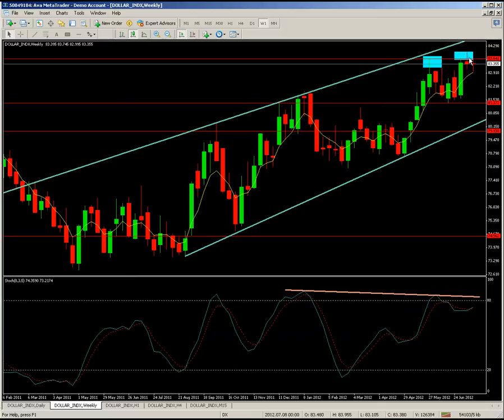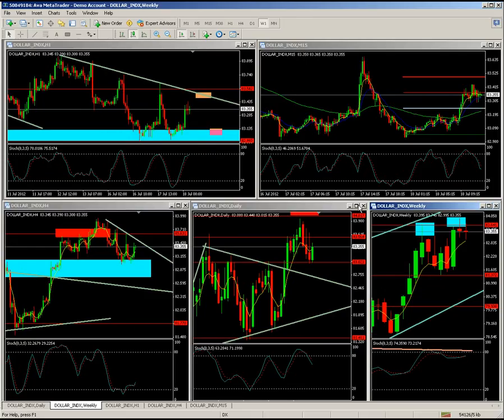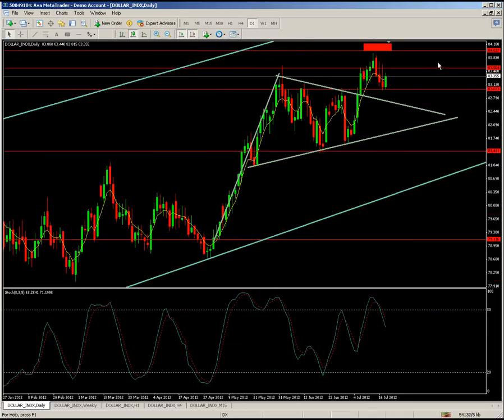Let's see what happens. There's strong resistance up here around the 84 level, as well as strong support around the 83 level, as we'll see on the smaller time frame charts. So let's have a look at the daily now. On the daily, you can see the clear resistance up at 84 to 84.20.